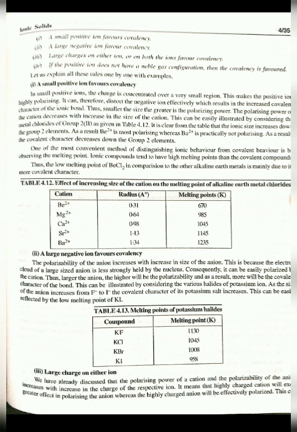Second, a large negative ion favors covalency. The polarizability of the anion increases with increase in size of the anion. This is because the electron cloud of a large sized ion is less strongly held by the nucleus. Consequently, it can be easily polarized by the cation. Thus, the larger the anion, the higher will be the polarizability, and as a result, the more will be the covalent character of the bond. This can be illustrated by considering the various halides of potassium. As the size of the anion increases from F negative to I negative, the covalent character of the potassium salt increases.